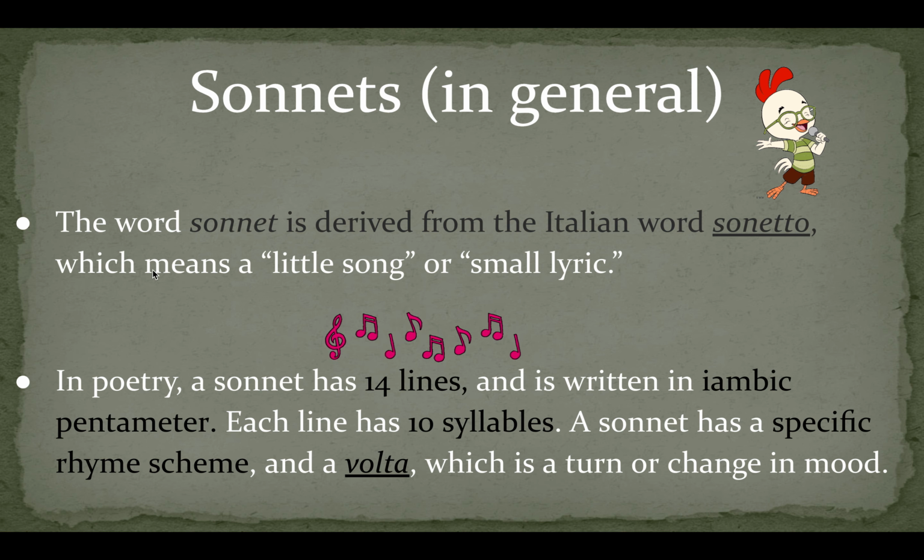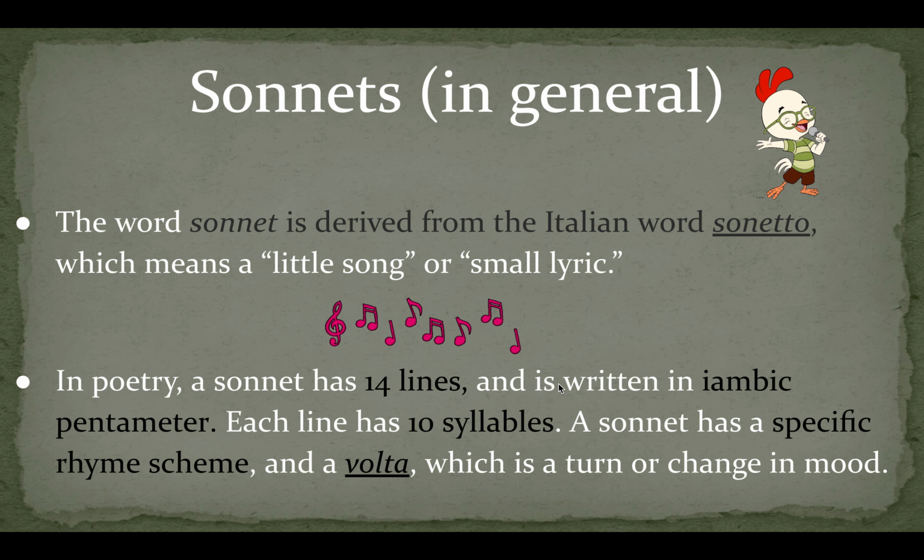Now, in poetry, a sonnet has 14 lines. This should not be a surprise to you. We've talked about this before. This has been in your vocabulary list. So 14 lines. It's written in iambic pentameter. That should also be familiar to you since we talked about that before the break. Which means, of course, that each line has 10 syllables because we have 5 iambs per line.